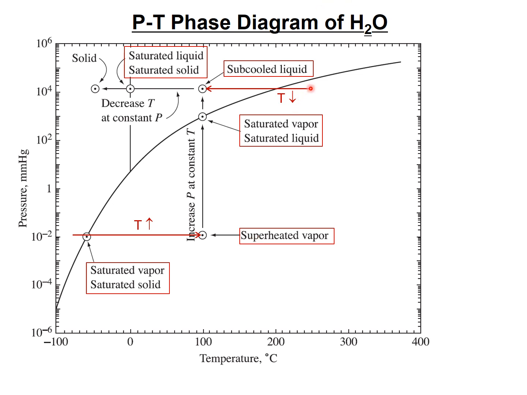Also, this point can be read at 250 Celsius degrees, hot temperature, and about 10 to the 4 mmHg, high pressure. Then let me cool down this water vapor. Then this point passes through the equilibrium line and finally reaches this point. And this point is subcooled liquid.